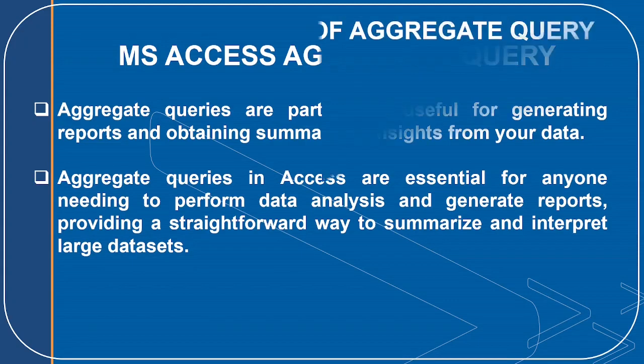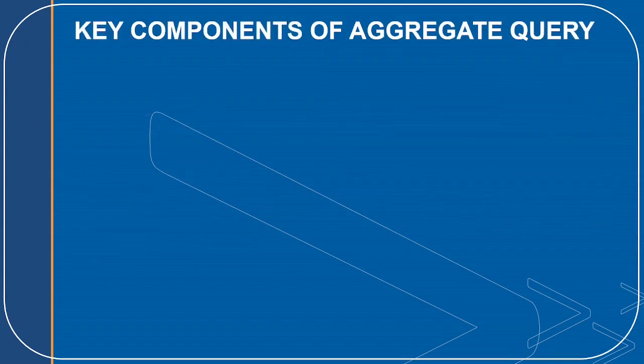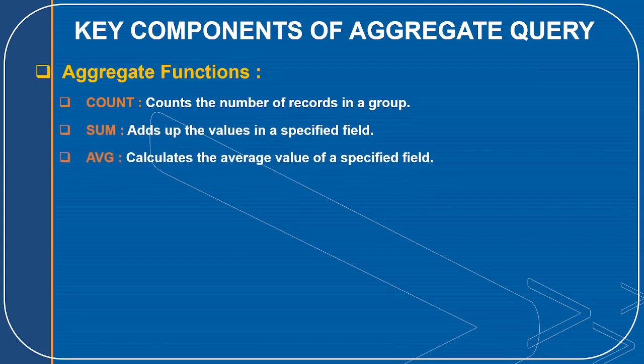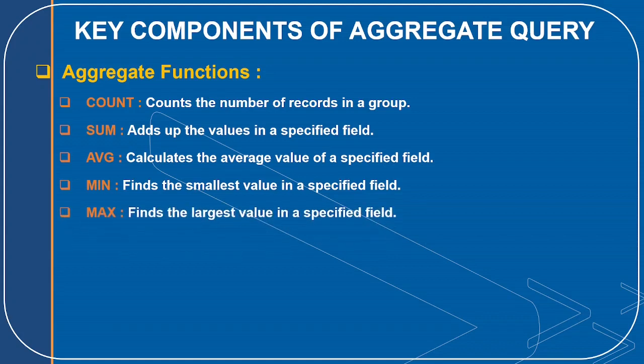These are the key components of an aggregate query. First one is the aggregate functions. For example, count function, it is used to count the number of records in a group. Sum function, it is used to add up the values in a specified field. Avg function, it calculates the average value of a specified field. Min function, it finds the smallest value in a specified field. Max function, it finds the largest value in a specified field.